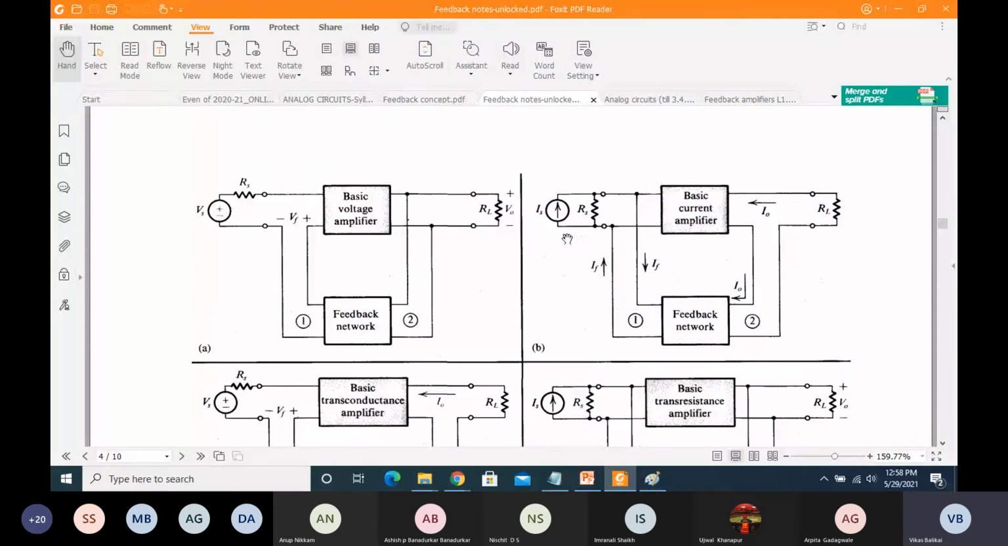Because it is a current source, and you know the Thevenin equivalent of a current source, whenever we try to represent the current source, it will have its source resistance attached in parallel to the current source. This is the basic concept that we all know. For a voltage source the resistance is in series, for a current source it will be in parallel. Because the resistance is in parallel, the connection will also be in parallel across the resistance.